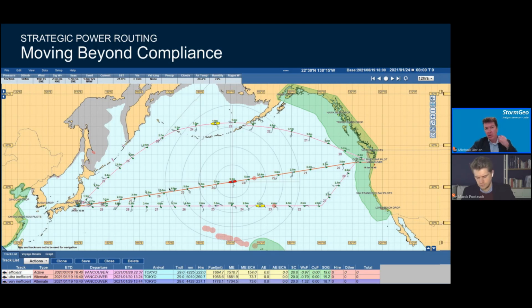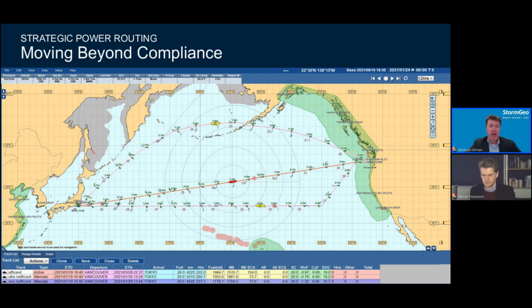And then the next step in this journey is really looking at this and going beyond compliance. Because as Marek alluded to, the CII is a way of measuring your carbon versus your deadweight ton nautical miles. It doesn't necessarily indicate if you're operating the vessel as efficiently as it could be.